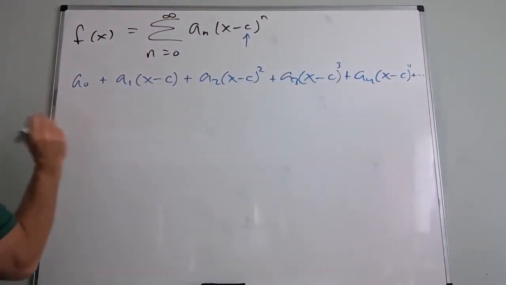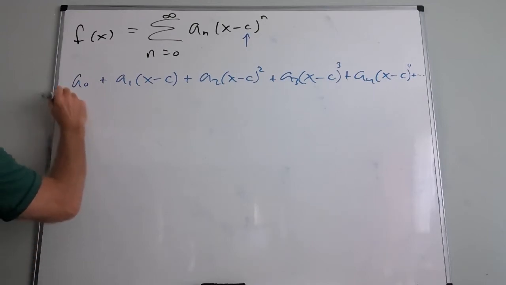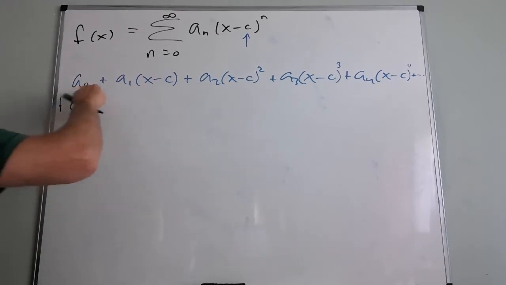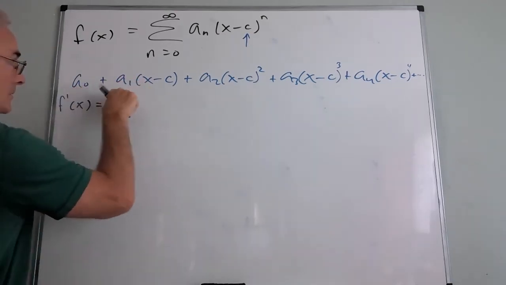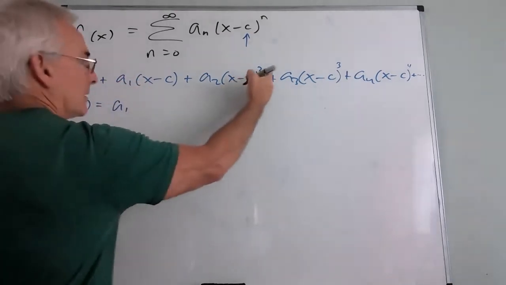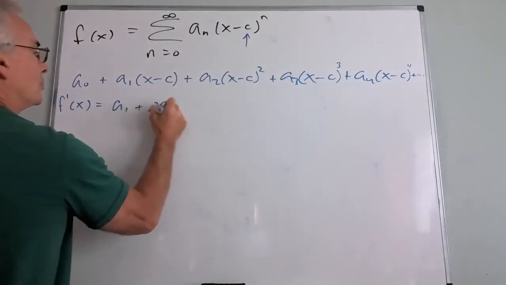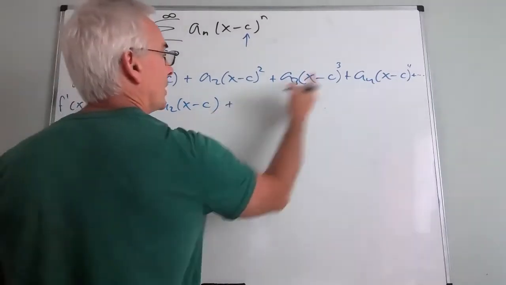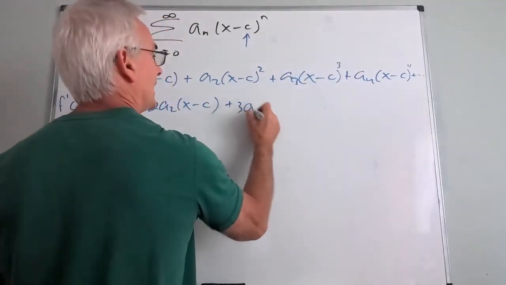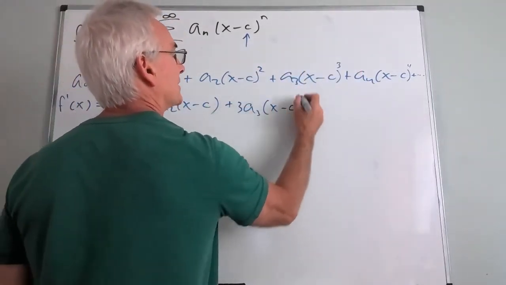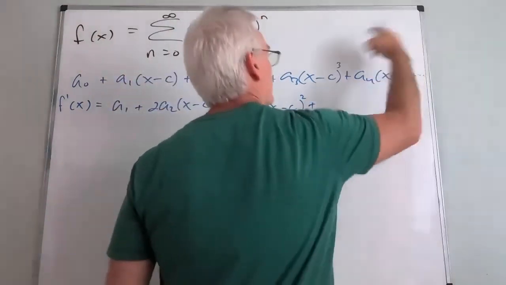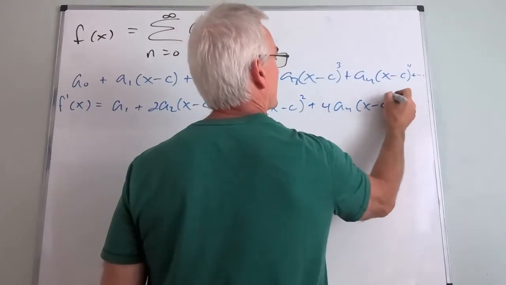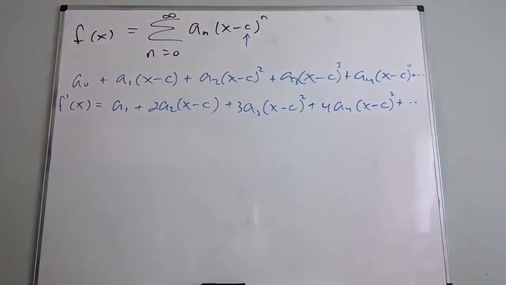All right. Let's write the first couple of derivatives down now. What is f prime of x? Well, it would be 0, just a1 plus 2a2 (x minus c) to the first power plus 3a3 (x minus c) to the second power plus 4a4 (x minus c) to the third power. Okay, forever and ever and ever.